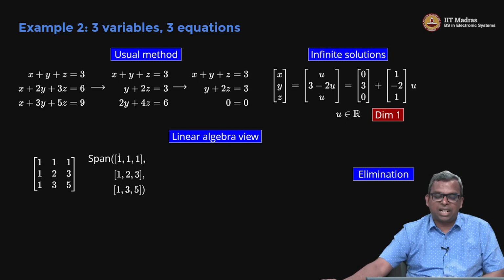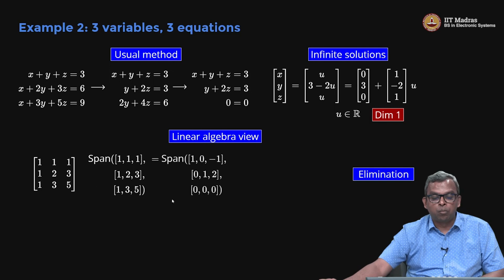If you do the same reduction, elimination that we did before, you will see this ends up being the span of only 2 non-zero vectors, (1, 0, -1) and (0, 1, 2). The third vector becomes 0, so you can as well drop it from the span. Usually you don't write 0 in the span, right? So you just drop it and only have (1, 0, -1) and (0, 1, 2).